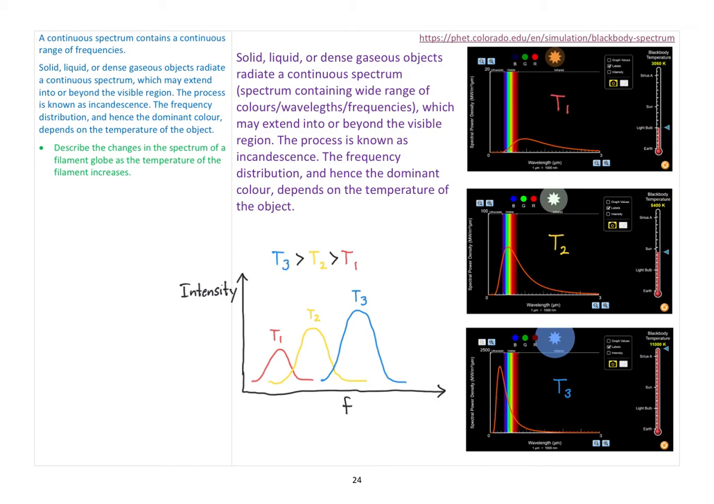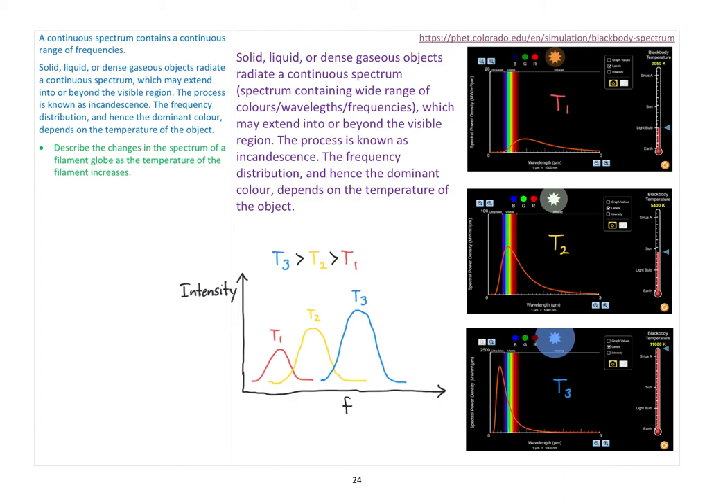Now, this continuous spectrum doesn't just have to be in the visible region. It can go up into the higher energy end, which is the ultraviolet, or it can go into the lower energy end, which is the infrared region. This process by which solid, liquid or dense gaseous objects radiate a continuous range of frequencies is known as incandescence. You might have heard the term incandescent light bulbs, the old style light bulbs that had a wire filament in them, and you applied a voltage across it. That wire filament got really hot, so hot that it glowed and released light.